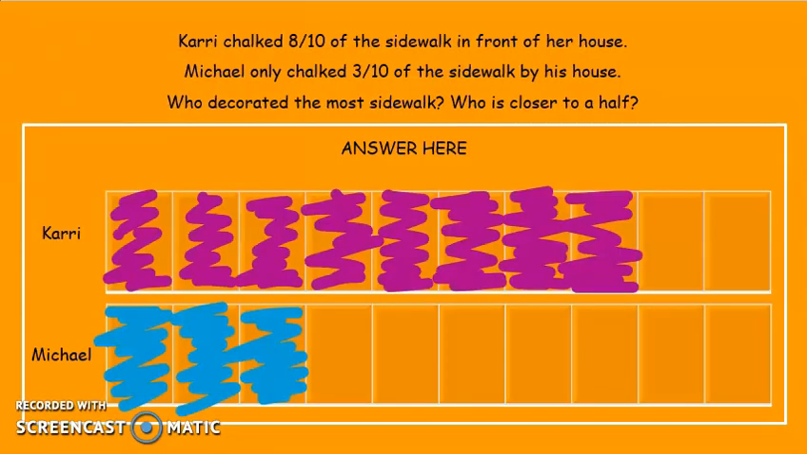All right, this is my work. I drew my models. I see that Kari has 8 out of her 10 pieces of sidewalk colored. Michael has 3 out of his 10 pieces of sidewalk colored. Now we're ready to answer our question. Who decorated the most sidewalk? Another time that it is so easy to see who decorated the most. So quickly, turn off my pen tool again. All right, there we go, guys. Sorry about that. So I can say Kari decorated the most sidewalk.